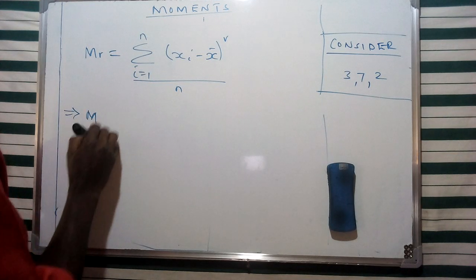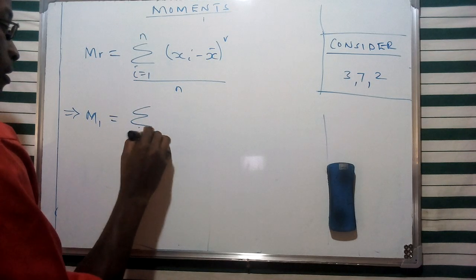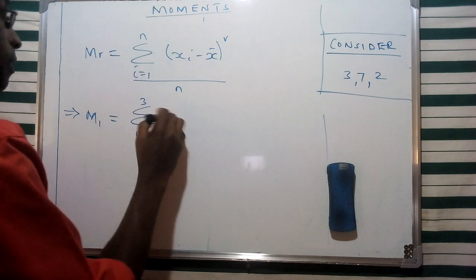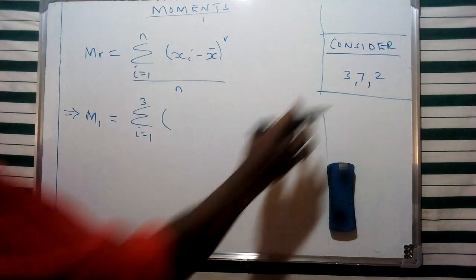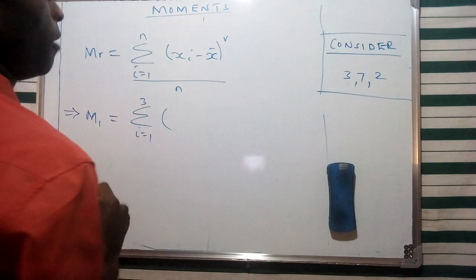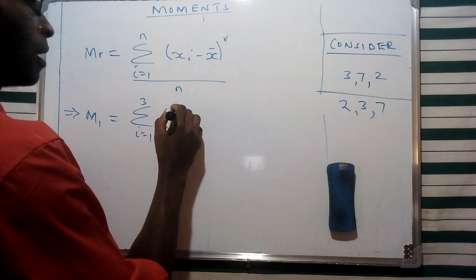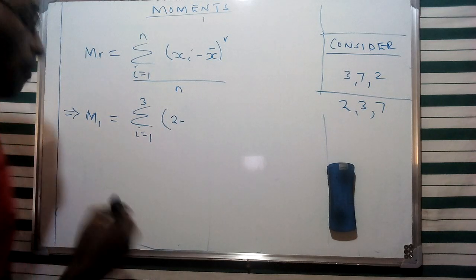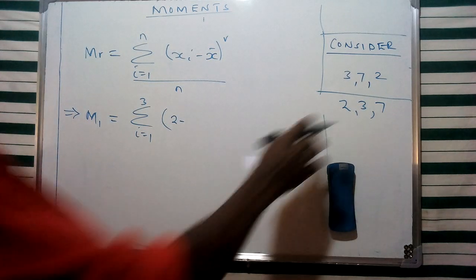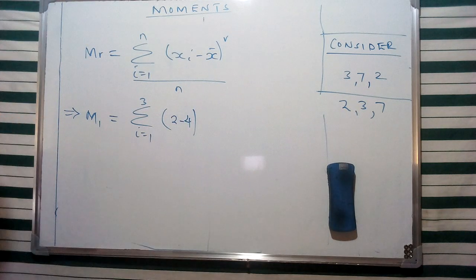So if r is equivalent to 1, this is going to be the summation from i equals 1 to 3 of x minus the mean. So this is going to be the difference between these specific values 2, 3, and 7 and the mean, implying that we are going to have 2 minus the mean. Now the mean for these particular values from our first calculation was 4.